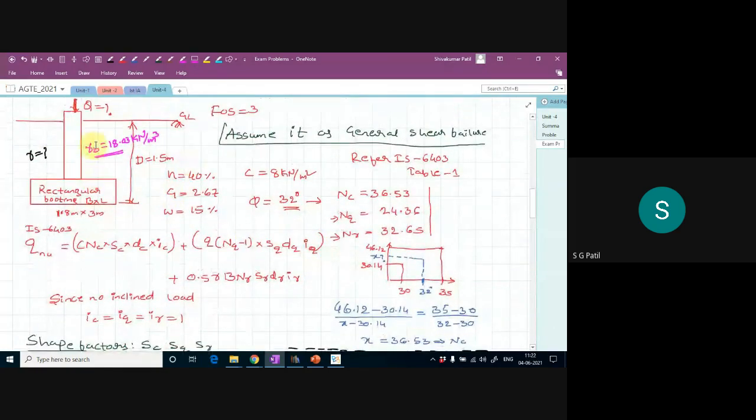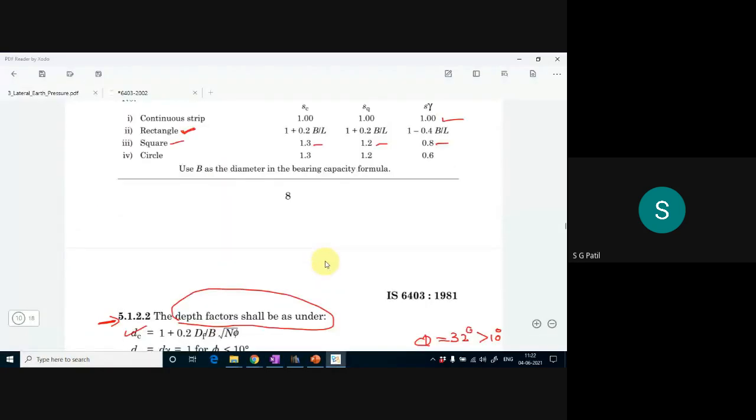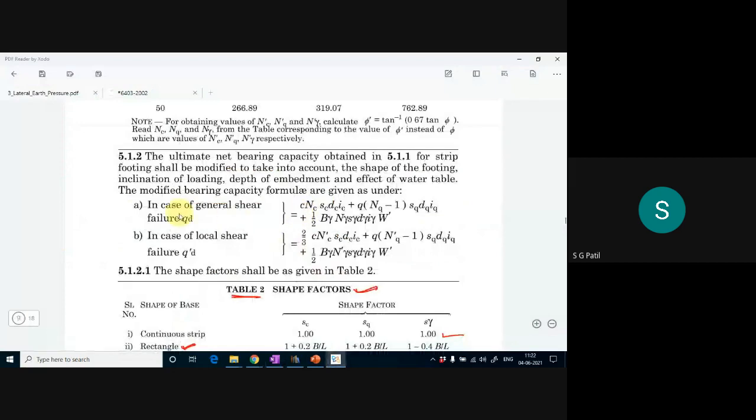So first you have to calculate the density. Then once you know the density, write down the formula. You refer to 6403 here. I assumed it as a general shear failure case, so I will take this formula. I wrote the formula, and then I calculated all the required parameters, like Sc, Dc, Ic, Sq, Dq, Iq, S gamma, D gamma, and I gamma.